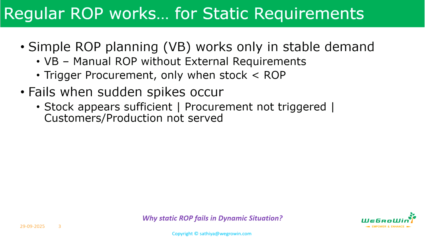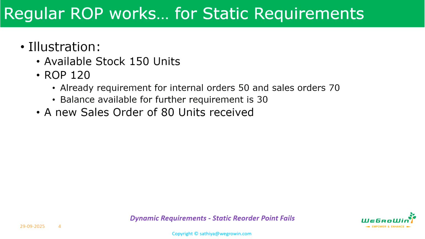Reorder point planning VB works fine with stable demand. In reality, demand spikes can occur suddenly. Why does static reorder point planning VB fail when there is a spike in demand? In this basic method, MRP type VB, procurement is triggered only when stock falls below the reorder point. While using regular reorder point planning, the available stock appears sufficient. Procurement is not triggered on time. Customer orders and the production requirements are not served.